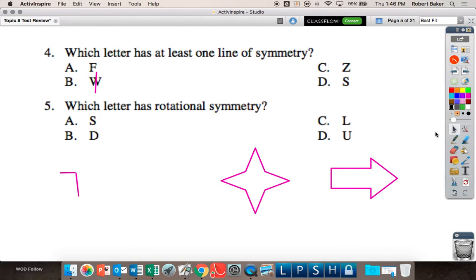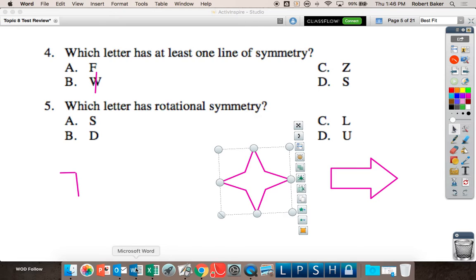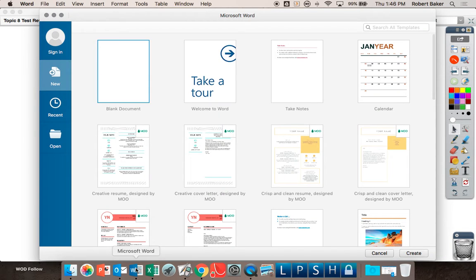Okay, so rotational symmetry states that if you rotate the shape, you should get the exact same shape. So if I rotate this shape 90 degrees, isn't it the exact same shape? Okay? So close your eyes. No peeking. Close your eyes. I'm going to rotate this shape. Do you see the exact same shape? Yes. It has rotational symmetry.